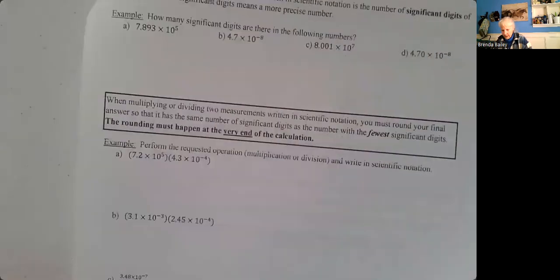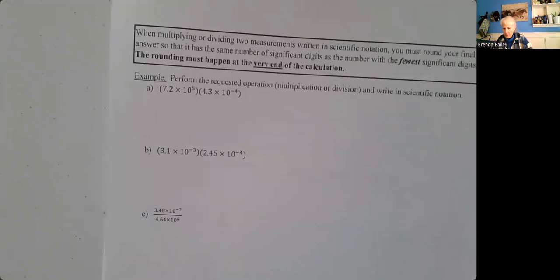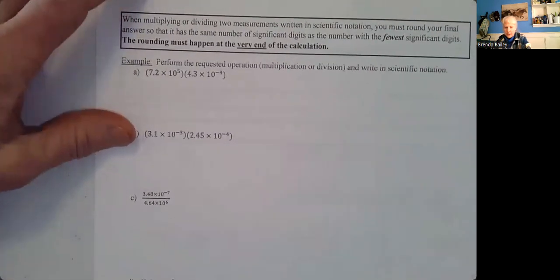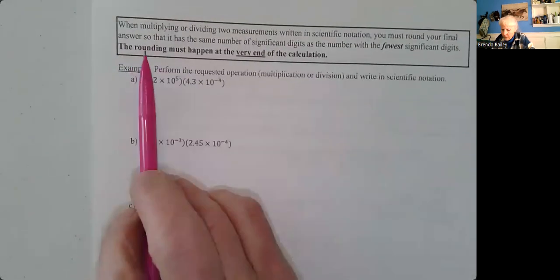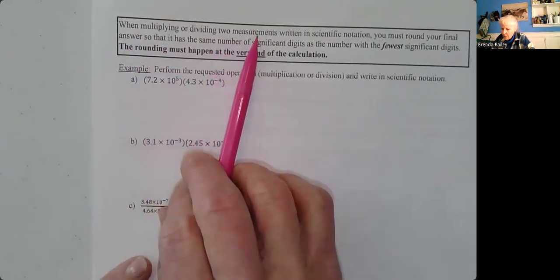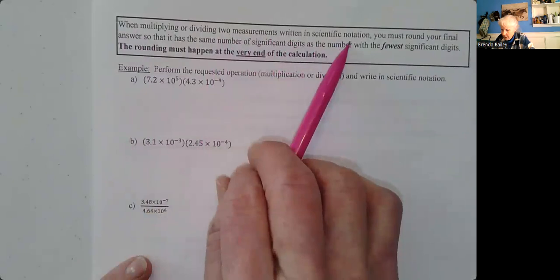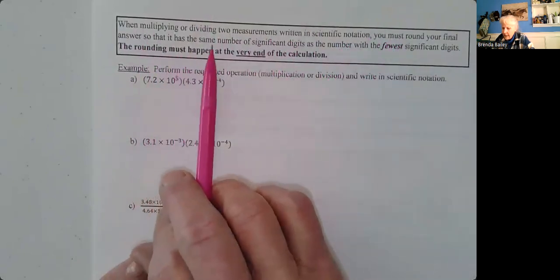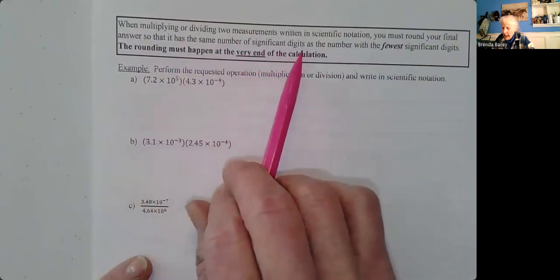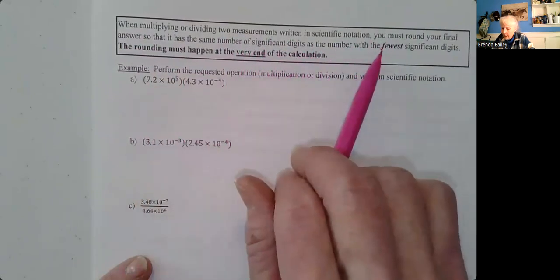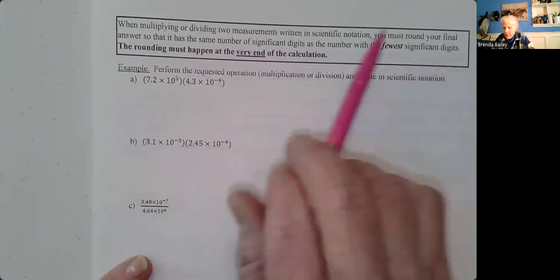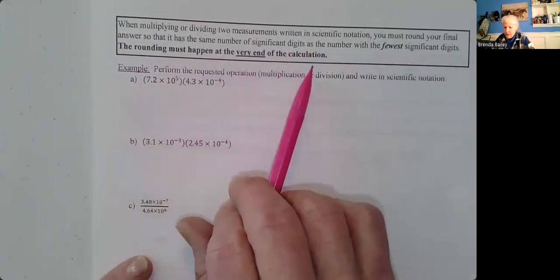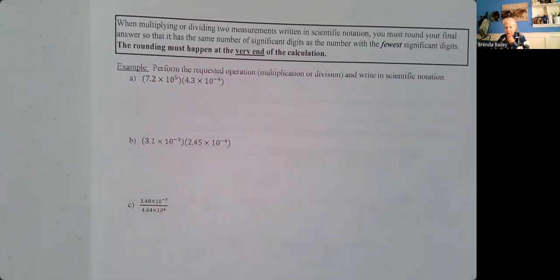So here we're going to multiply. Okay, let's look at the box here. When multiplying or dividing 2 measurements written in scientific notation, you must round your final answer so that it has the same number of significant digits as the number with the fewest significant digits. The rounding must happen at the very end of the calculation. So we'll talk about significant digits there.